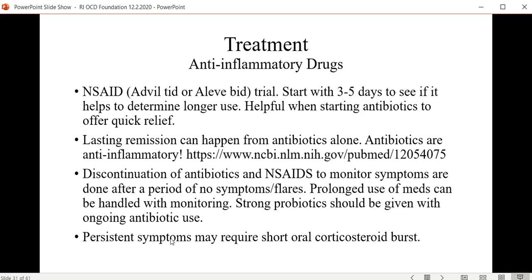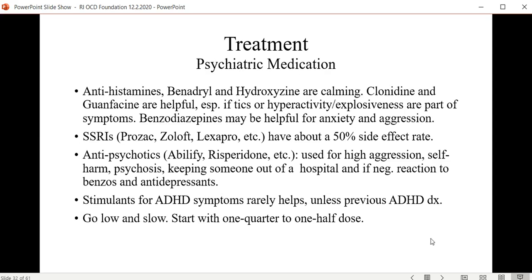And also, persistent symptoms may require short courses of prednisone, like you would get if your child was covered with poison ivy. You would happily give him prednisone to take him out of his misery, her misery. But you'd have to deal with the side effects. Things that we can use that are psychiatric to help are all the calming medications. That's Benadryl, over-the-counter antihistamines. Hydroxyzine is also known as Atarax.